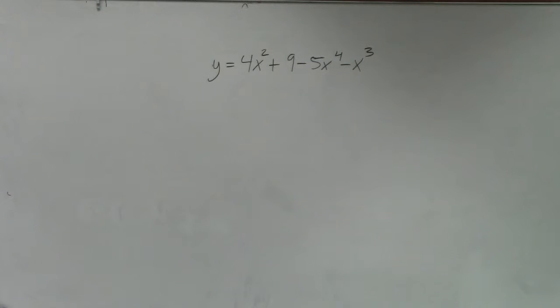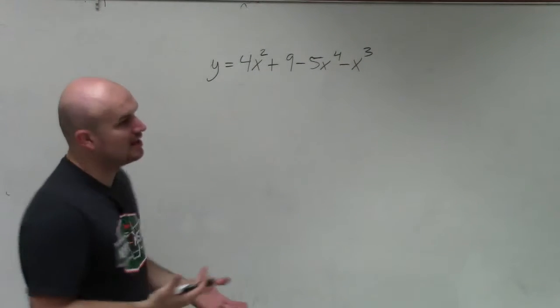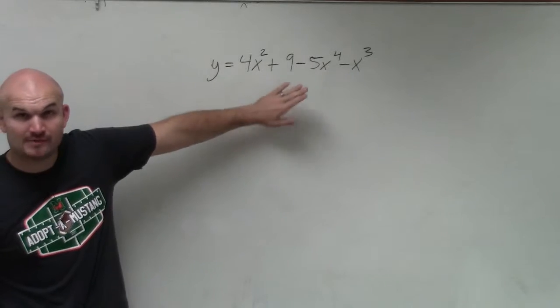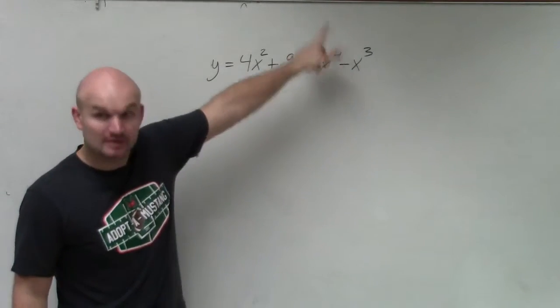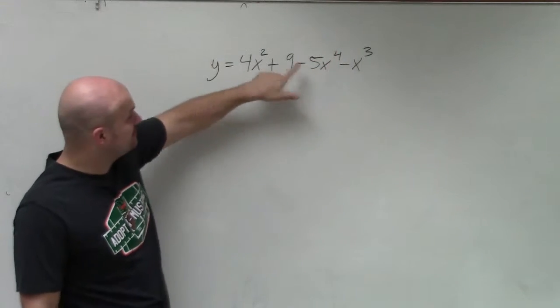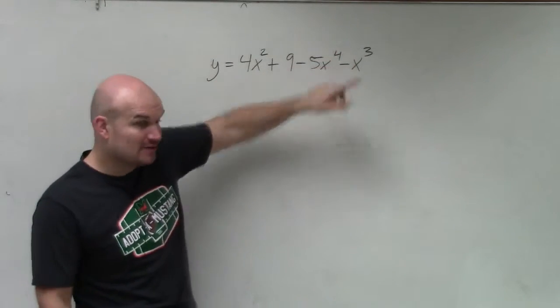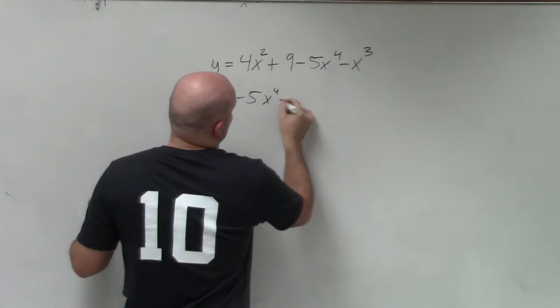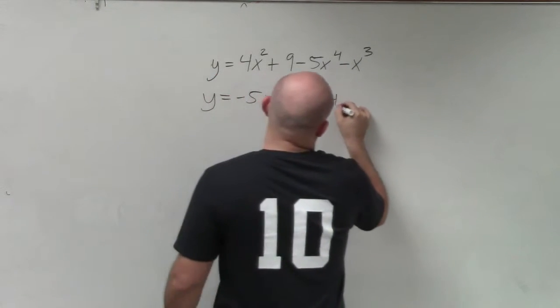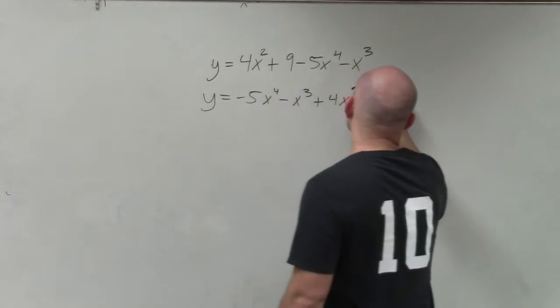So in this example, ladies and gentlemen, the main important thing is we want to rewrite this in standard form. That was the first thing they asked, write it in standard form. So you always want to have the highest power, not these numbers, not the coefficients, powers. So we write this as y equals negative 5x to the fourth minus x cubed plus 4x squared plus 9.